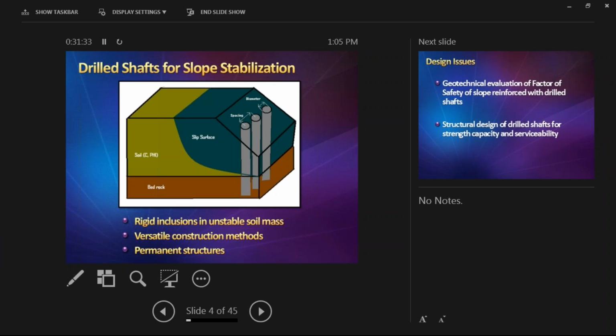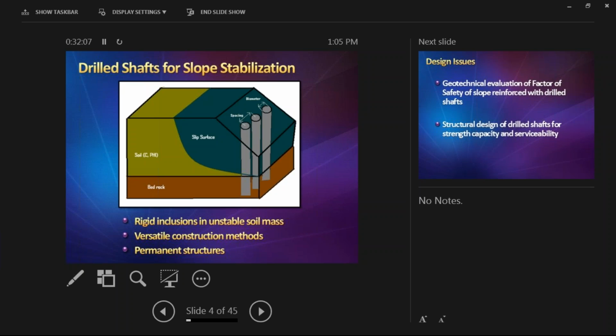Furthermore, drill shaft is considered to be a permanent structure, so the issues related to the degradation of the structural elements over the time will not be an issue. So more often than not, the drill shafts have been used by DOTs as one of attractive alternatives for stabilizing unstable slope compared to other methods of stabilization or remediation.